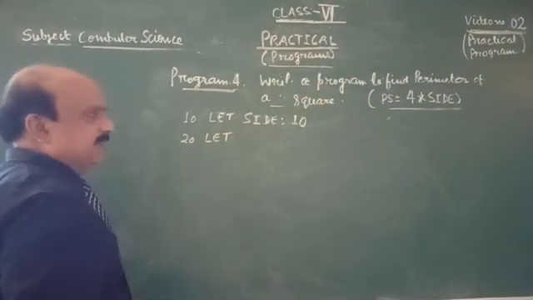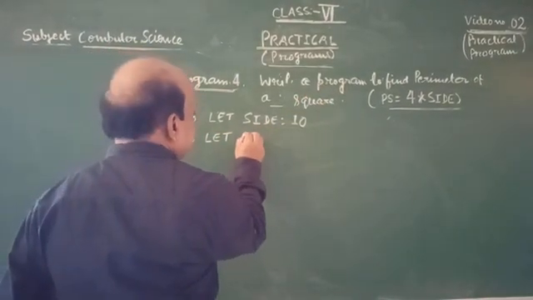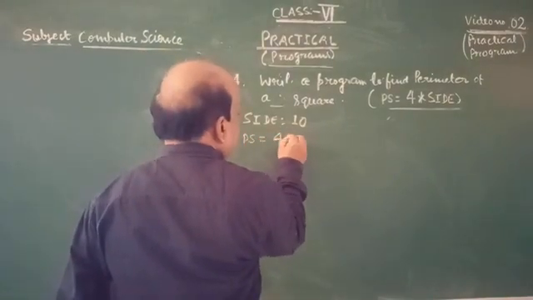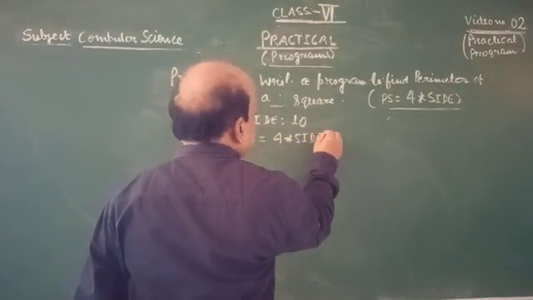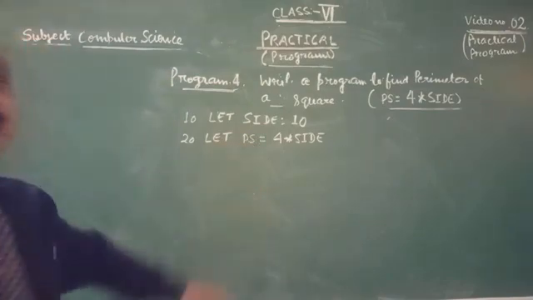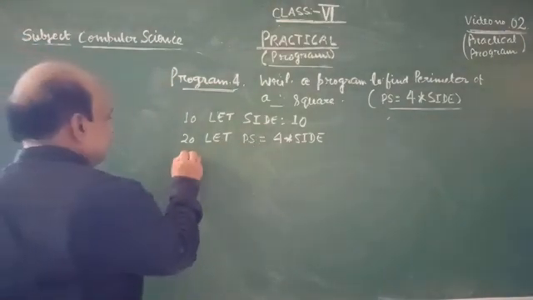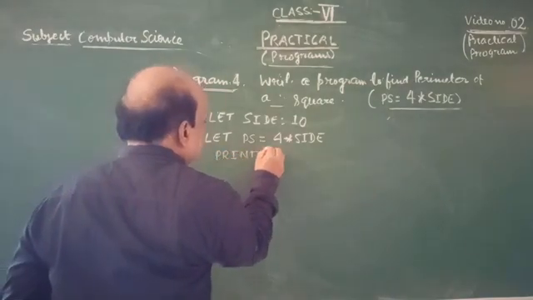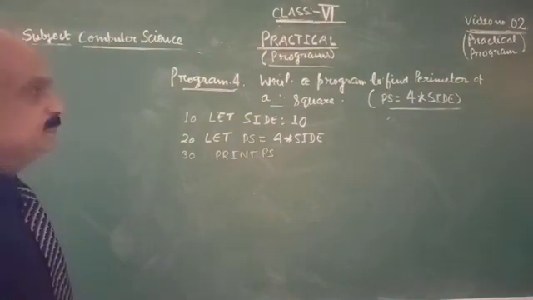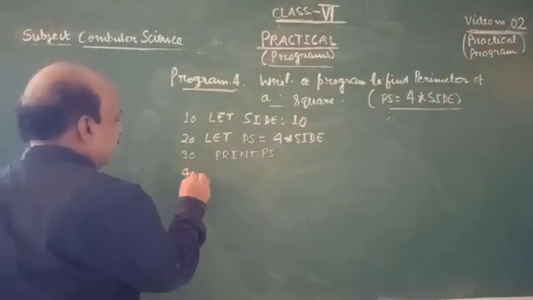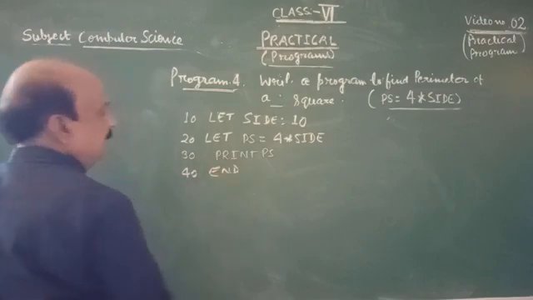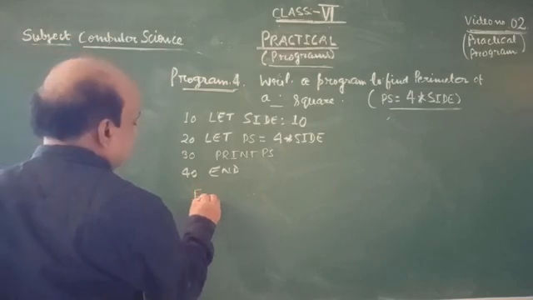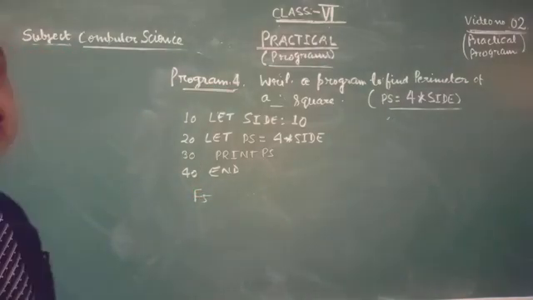Let us write the formula here. Let PS equal to 4 into side. The formula is completed here. So after writing the formula, you have to use the print statement. 30, print PS, perimeter of square, and 40. Your program is finished. After finishing the program, you will press the enter key, and here you will press the F5 function key for getting the result.